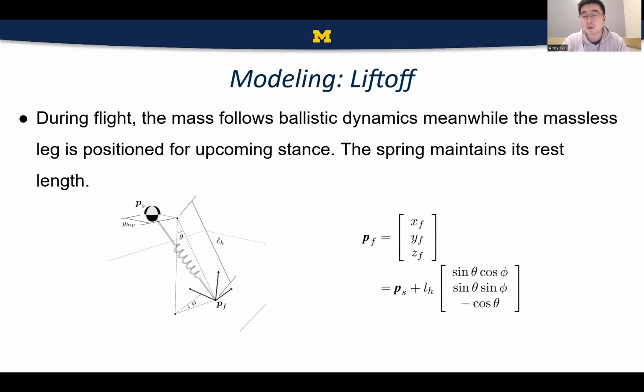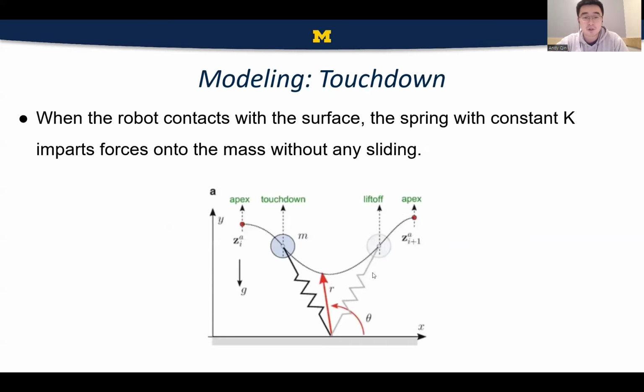Basically, we need to control the point of contact, the angle of contact, during the flight, when we're in the air. And at this stage, the spring is maintaining its rest length, so it's not having any force on the mass yet. The position of the foot is calculated as shown on the slide with some trigonometry. The LH is the length of the spring when it's at rest, and it's constantly changing if you have different angles. And the next phase is called the touchdown.